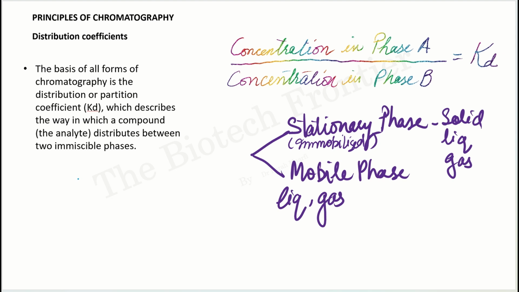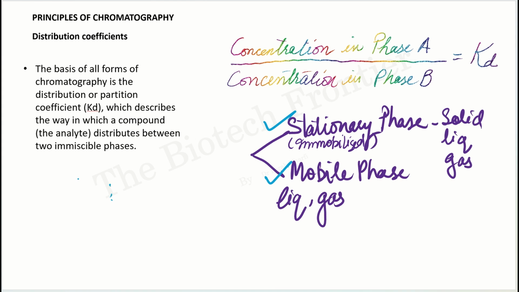Distribution coefficient describes how a compound, or you can say analyte, is distributed between these two immiscible phases, that is stationary phase and mobile phase. That means how a particular analyte or a compound is distributed between these two immiscible phases. Specifically, it quantifies the affinity of the analyte or the compound for one phase over the other phase.